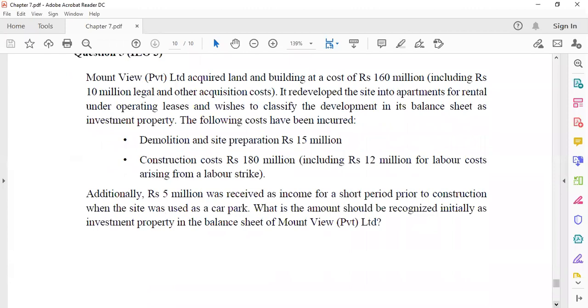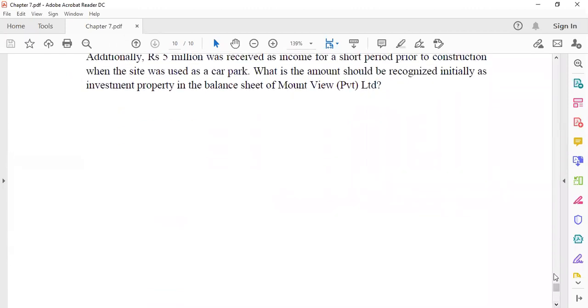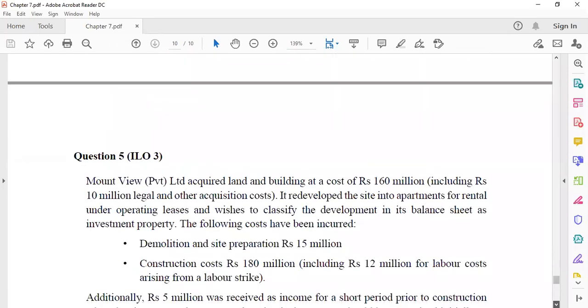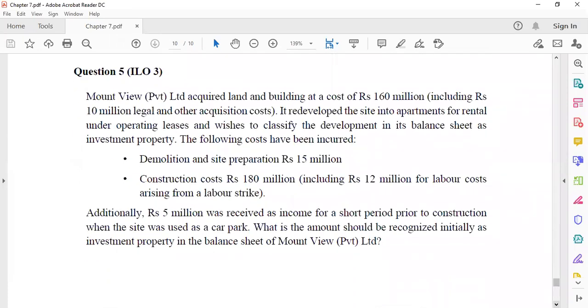Moving on to the final one, I believe it's the last question there. Okay. We'll see. Mount View Private Limited acquired land and building at a cost of rupees 160 million, including 10 million legal and other acquisition cost. So you are Mount View Private Limited, you acquire a land and building. You acquire a property at a cost of rupees 160 million.